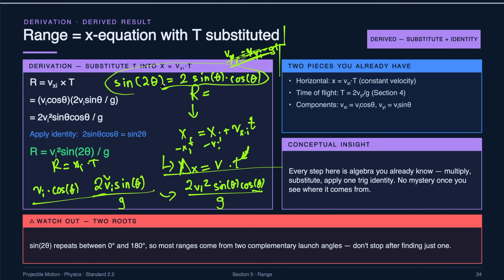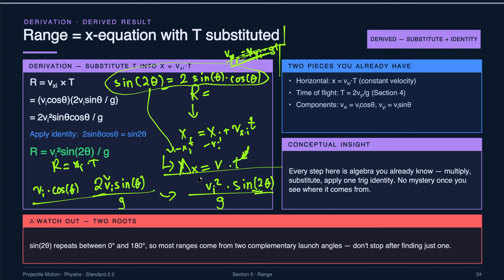So we're going to substitute that into this. And it's going to become 2vi squared sine theta cosine theta. We can just write that as vi squared times sine 2 theta over g.